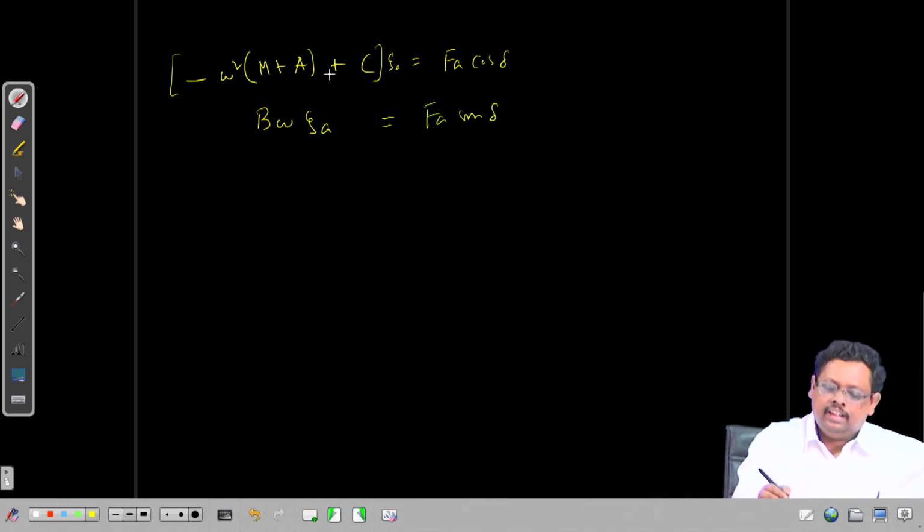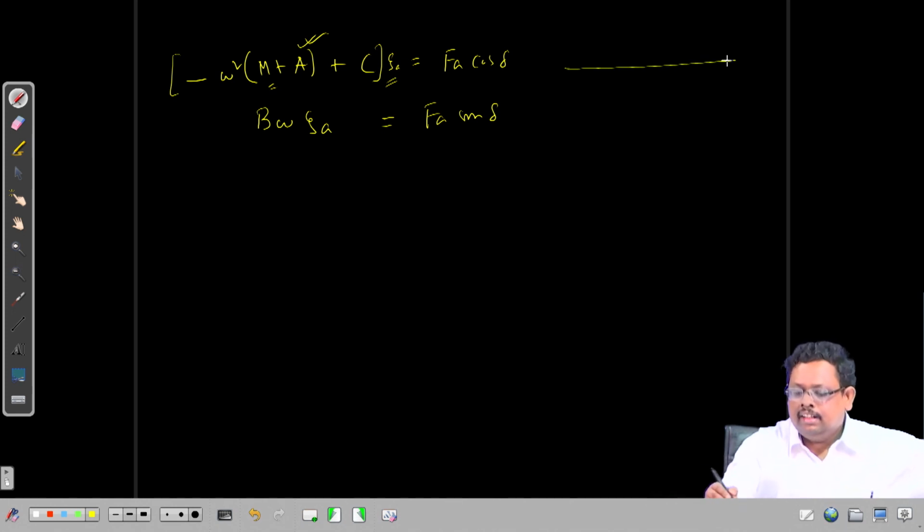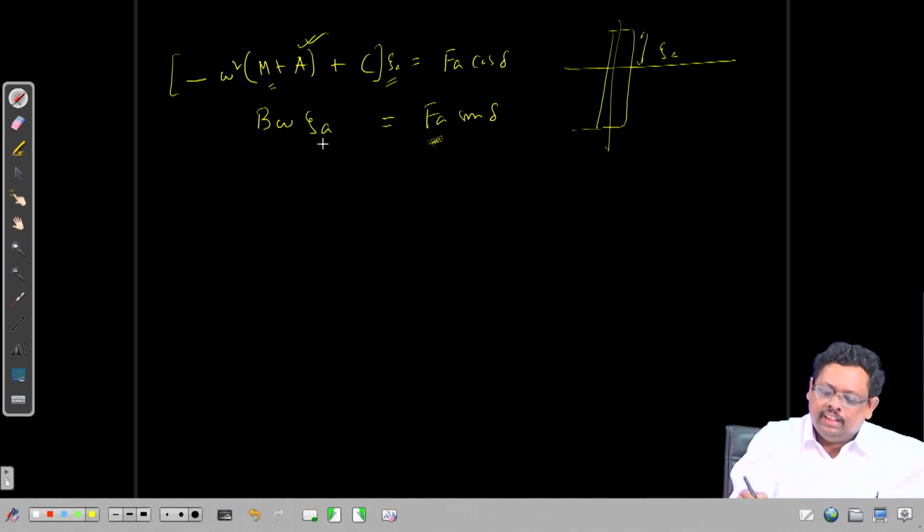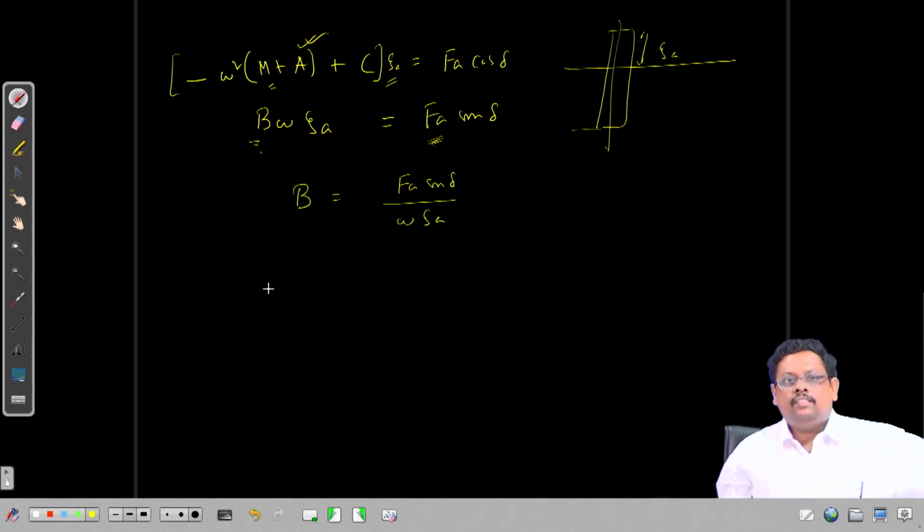Now, you see from here you can write the expression for a, because all other terms are known to you. You know the mass m, you know xi_a, the displacement of the body, because you are displacing it with xi_a. And you know this force, because you read it from the machine, where you put a pressure sensor to get the pressure and forces. And from here also you can get the damping. So, b equal to f_a sin delta divided by omega into xi_a. So, it is straightforward to get b.